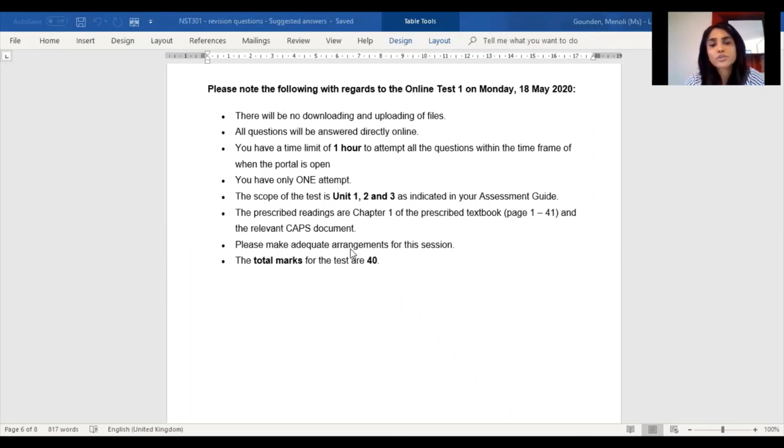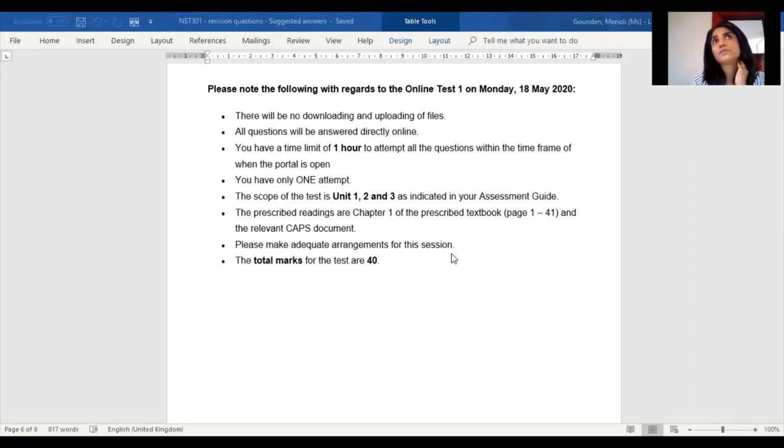Please make adequate arrangements for the session. So ensure that there's not going to be any disturbances in your life in that 1 hour session. Switch your phone off, tell your parents or whoever is in the house that you need this 1 hour undisturbed in order to finish the test. And the total marks for the test are 40.